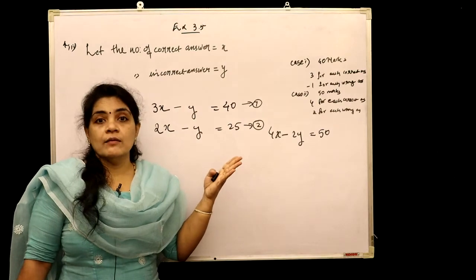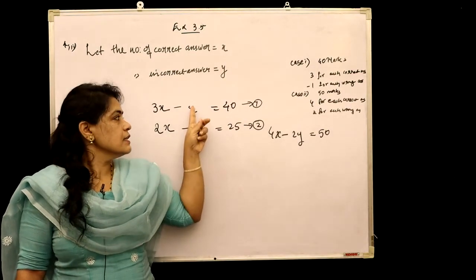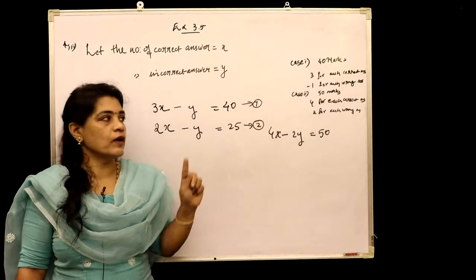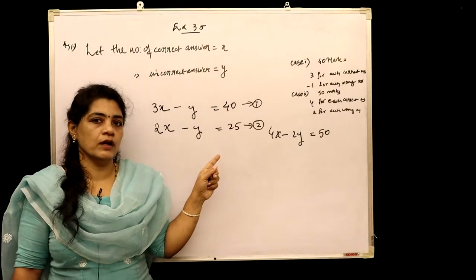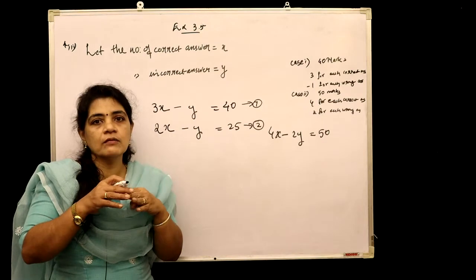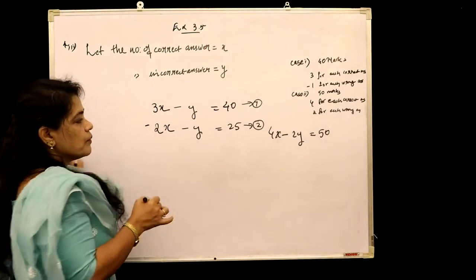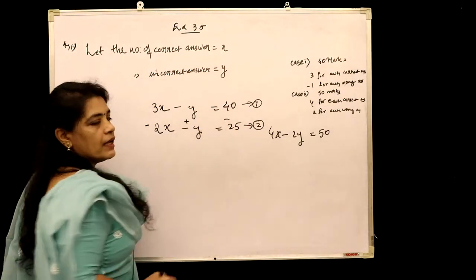So I am using elimination method to eliminate one of the variables. Here this y having the coefficient is negative 1. Negative y means coefficient is negative 1. Second equation also negative 1. So having the same coefficient means you just subtract the second equation from the first equation. So minus y become plus, 25 become negative.